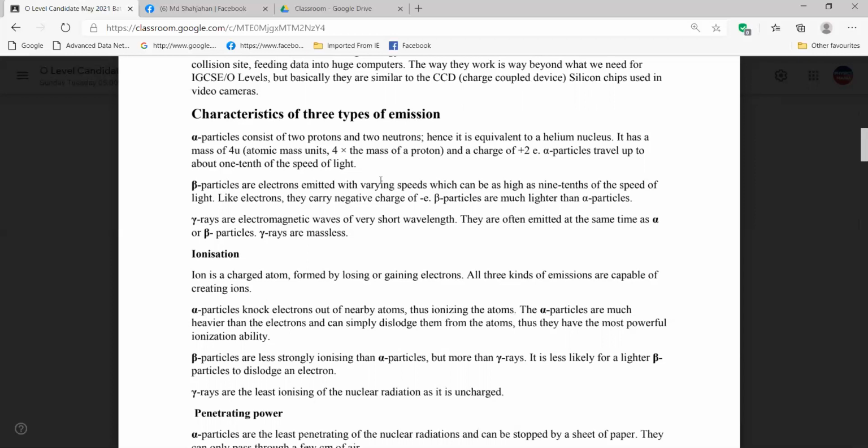Another point is there. Alpha particles have lots of mass. And here not only the charge is working, in your IGCSE syllabus, and we also had a little bit of discussion about momentum. Momentum means the product of mass and velocity.